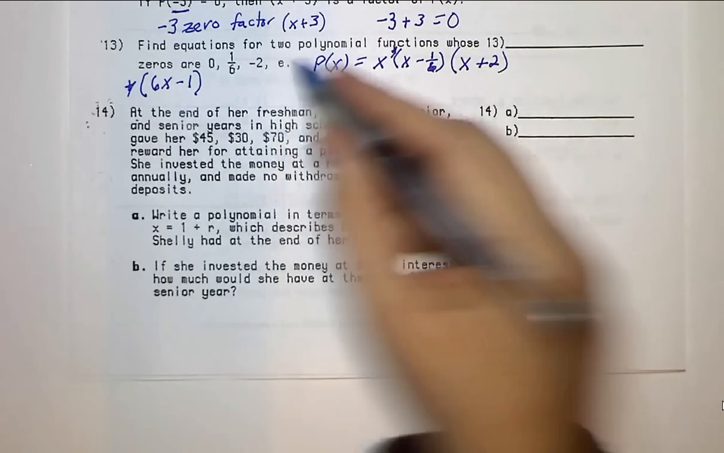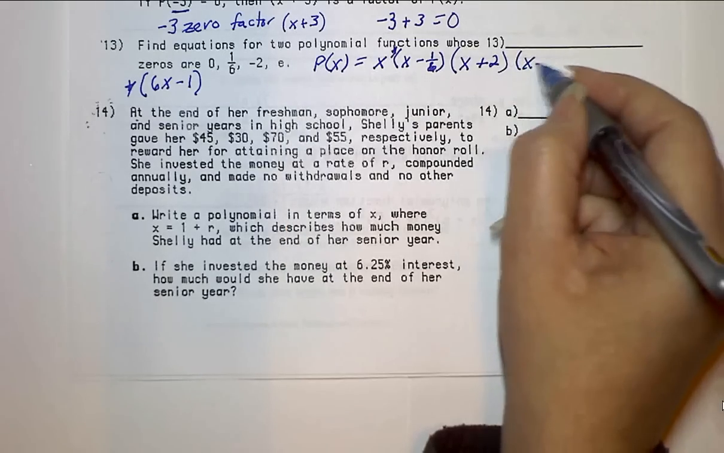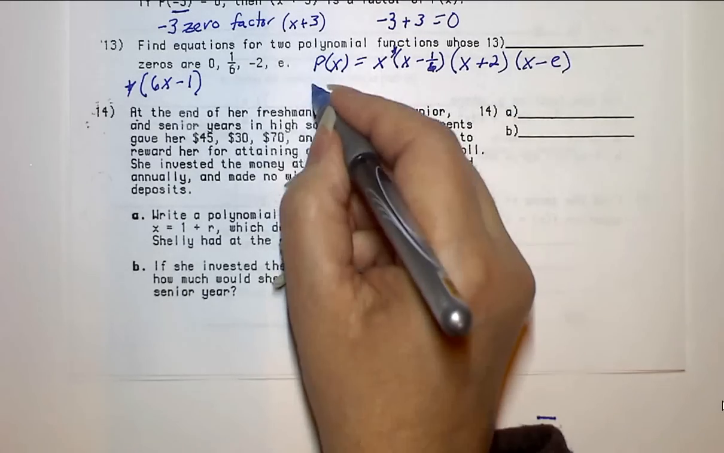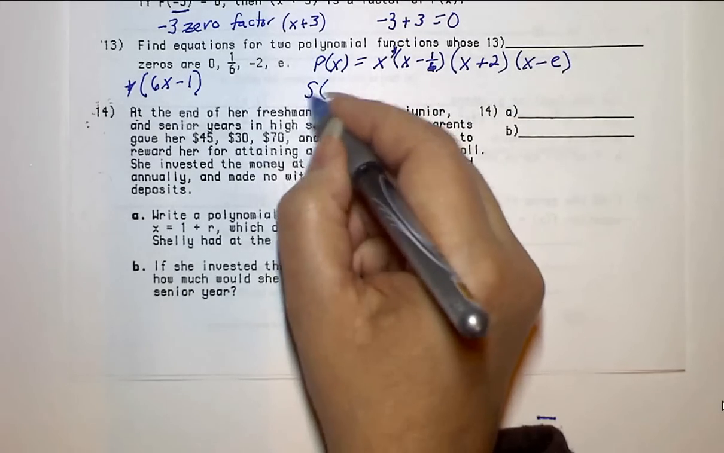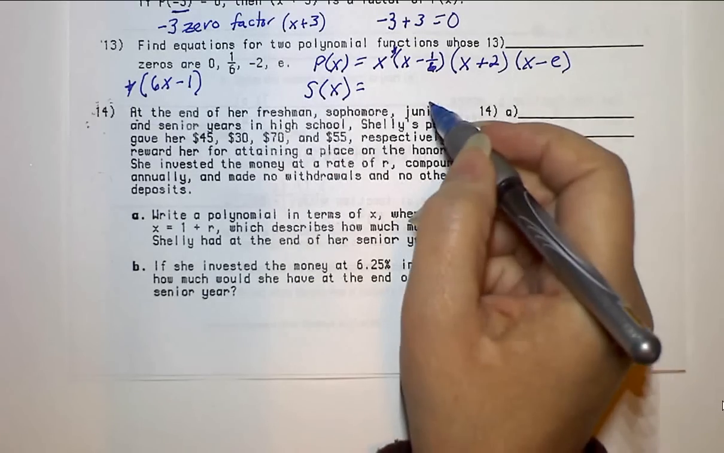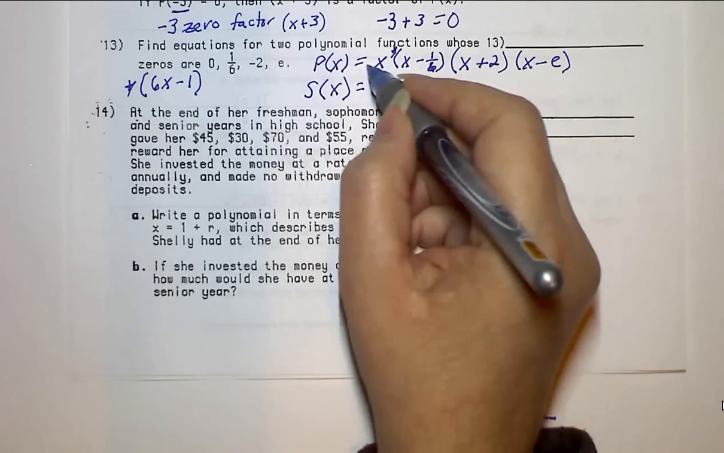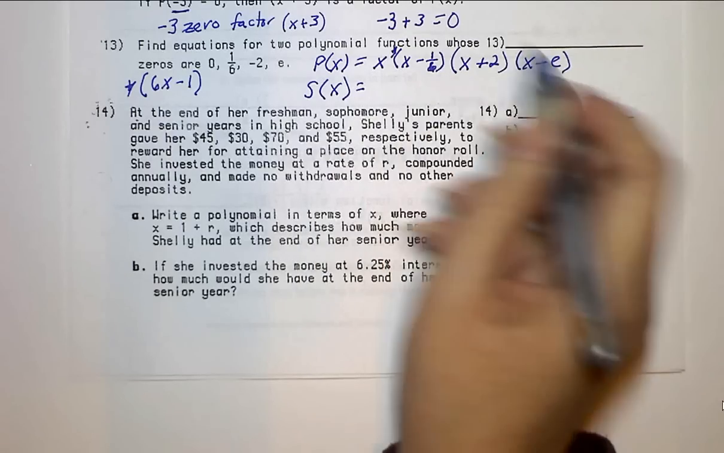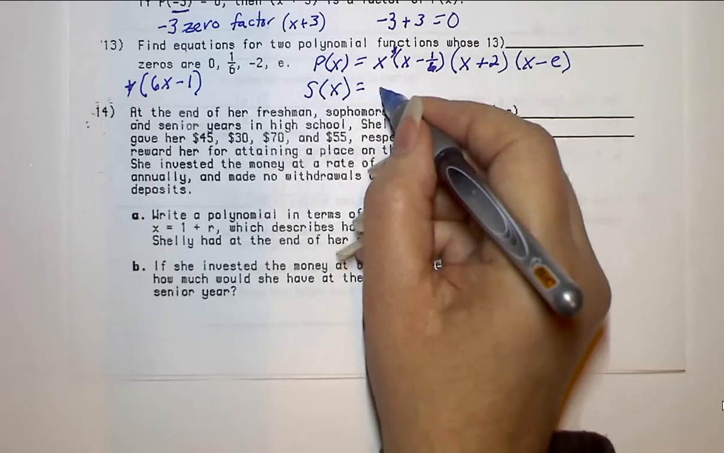X minus e. Now it says, how can I make another polynomial? Well, first we'll call it something else. I'm going to call it s of x. It doesn't matter what you call it. Then all we have to do is multiply this by something, or square one of them, or do something. It doesn't matter what. Let's just keep it simple and multiply through by 2.